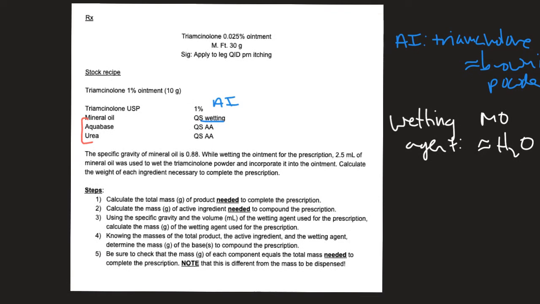So given that the specific gravity of mineral oil is 0.88, and we're gonna wet the prescription with 2.5 milliliters of mineral oil to help make it into a better solid ointment or cream, we're going to calculate the weight of each ingredient necessary to complete the prescription. So step number 1, we're going to calculate the total mass of the product needed to complete the prescription.